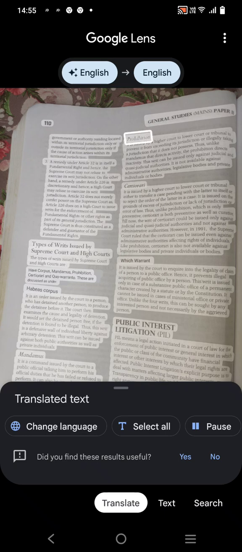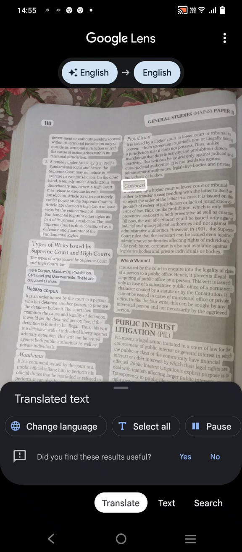Prohibition. It is issued by a higher court to lower court or tribunal to prevent it from exceeding its jurisdiction or illegally taking a jurisdiction that it does not possess. Thus, unlike mandamus that directs activity, the prohibition directs inactivity. This writ can be issued only against judicial and quasi-judicial authorities. It is not available against administrative authorities, legislative bodies, and private individuals or bodies.